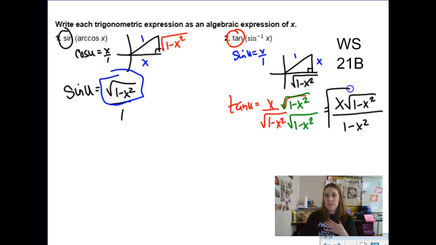Now, please resist the urge to cancel anything. Nothing in that fraction cancels. That's actually your complete ratio. Alright, call it a day.